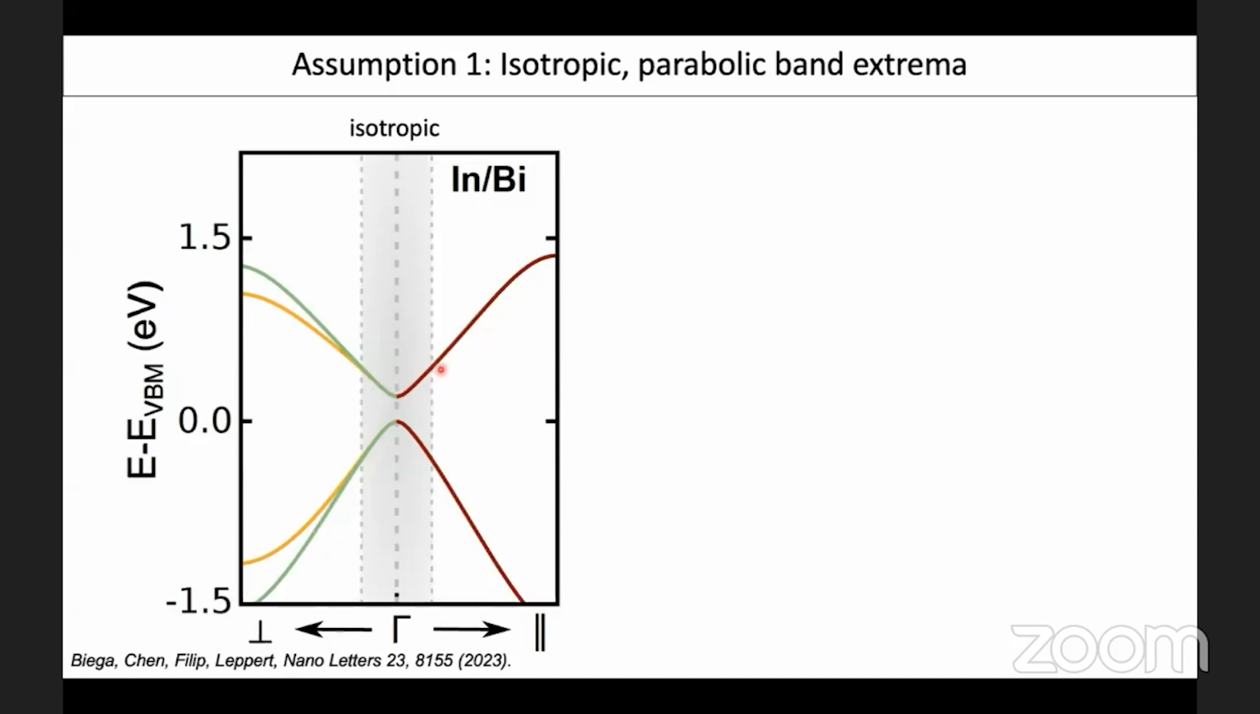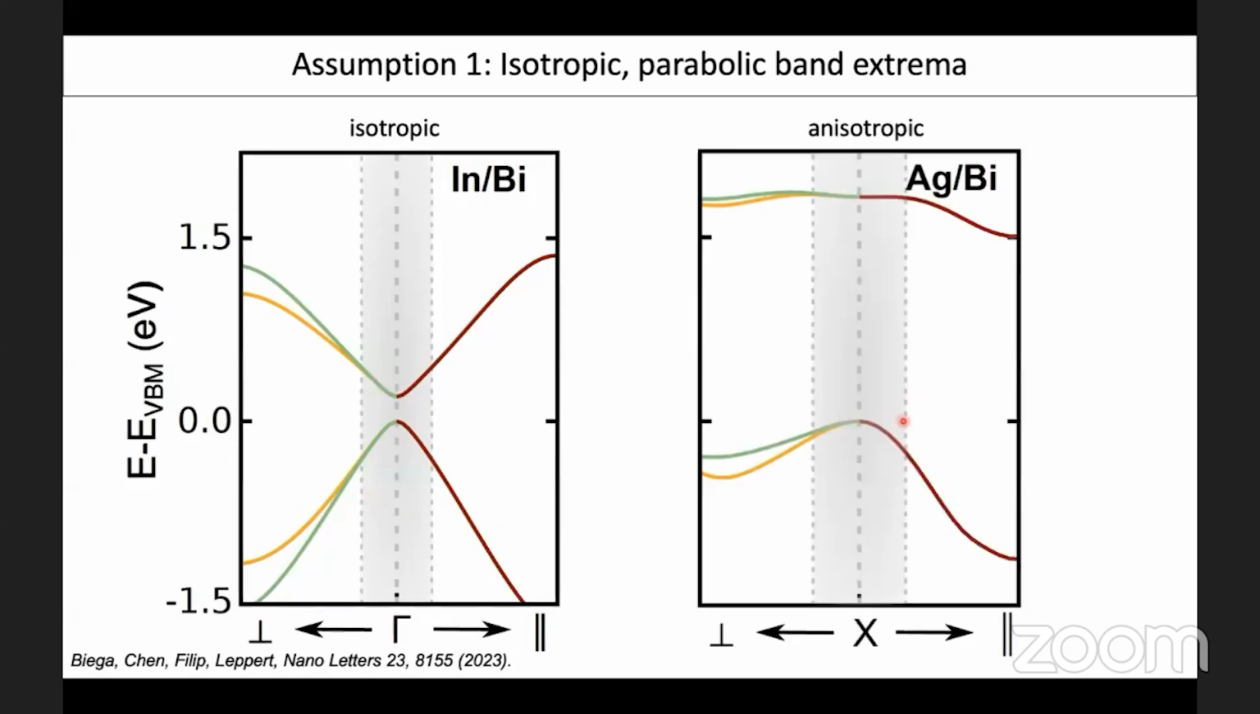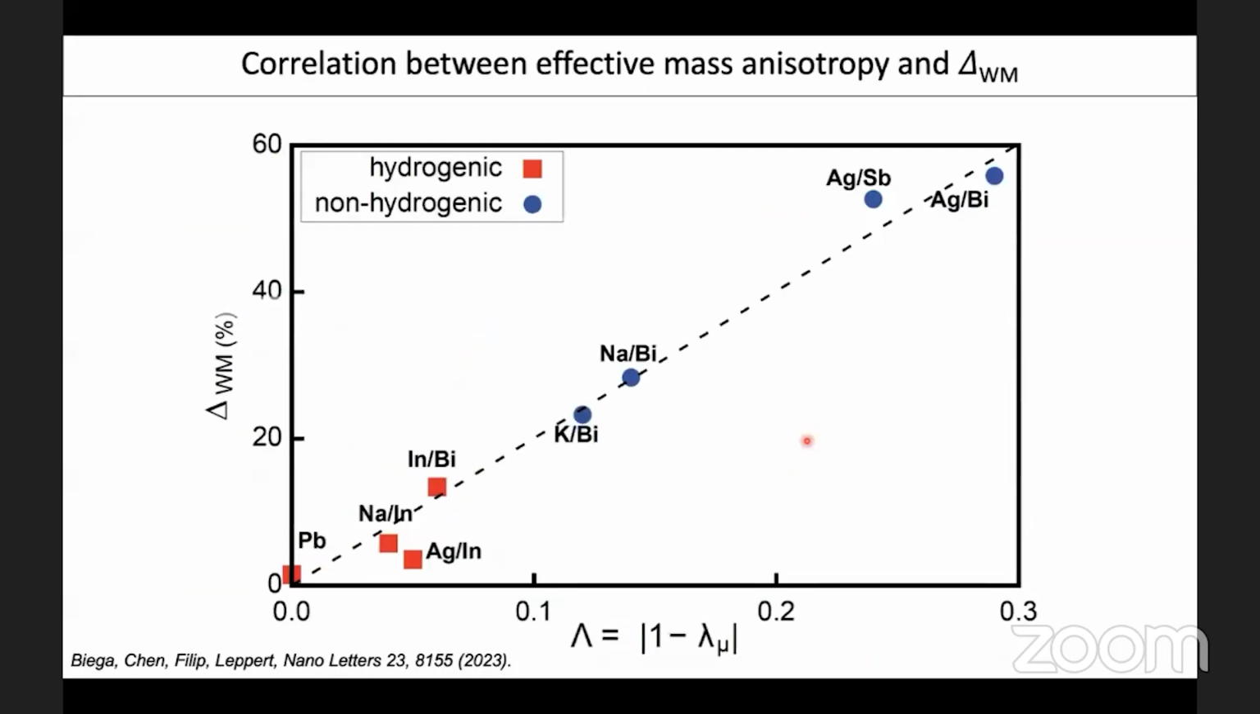And you see basically that in the longitudinal and the transversal directions, we almost have the same dispersion, so almost the same effective mass for indium bismuth, whereas for silver bismuth, we basically get very anisotropic effective masses or band structures. So we basically have one relatively low effective mass in the longitudinal direction, but in the transverse direction, we basically have relatively flat bands. And this is basically true for our other materials as well.